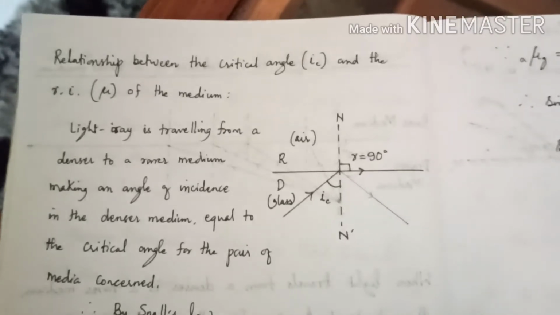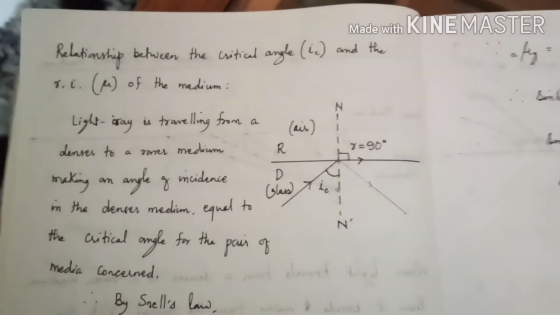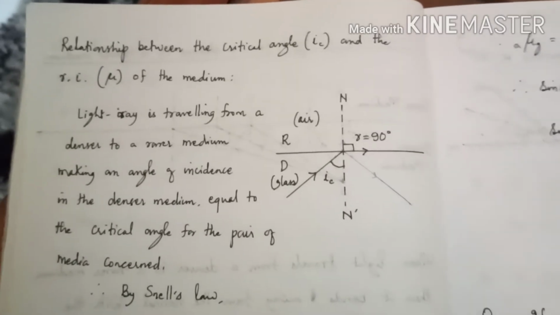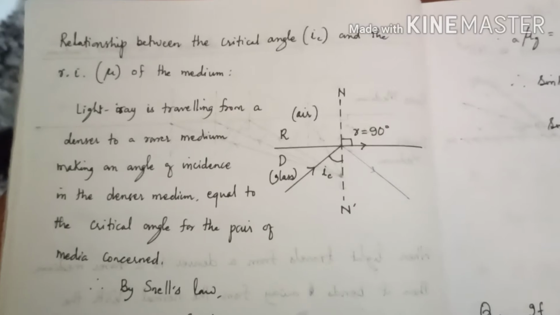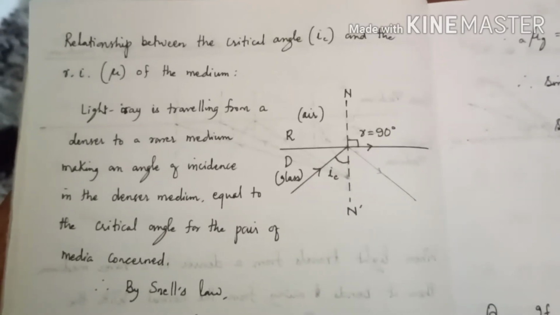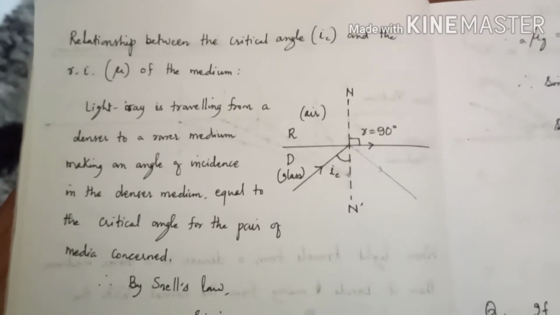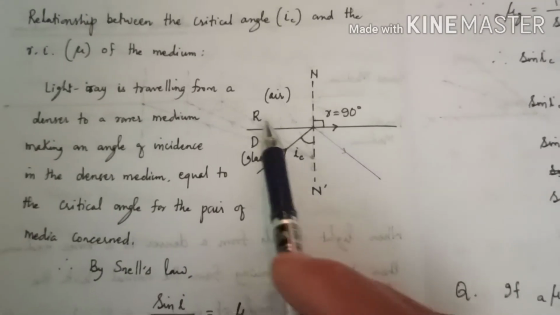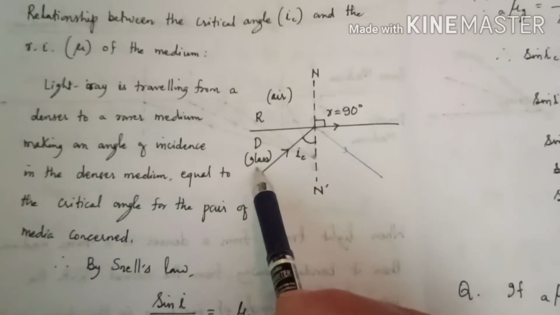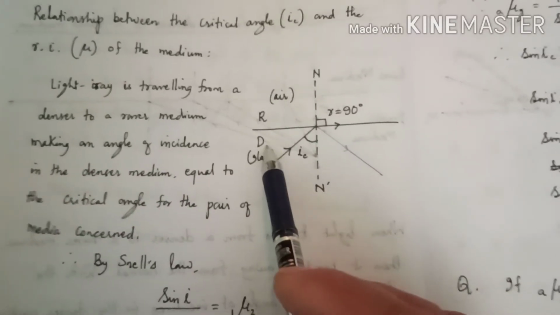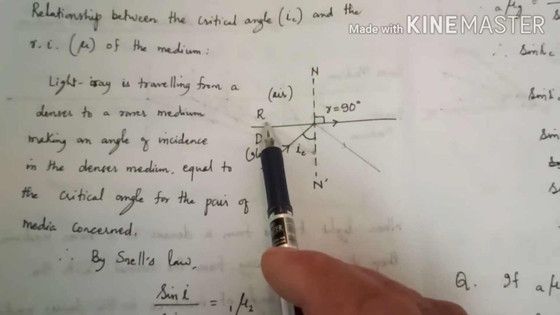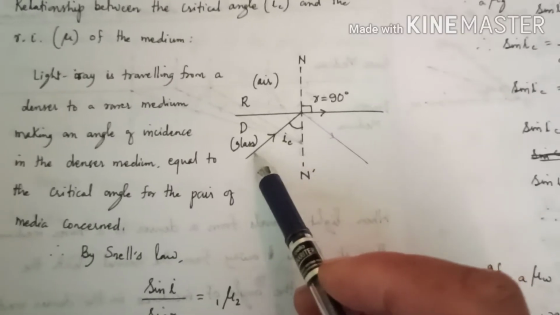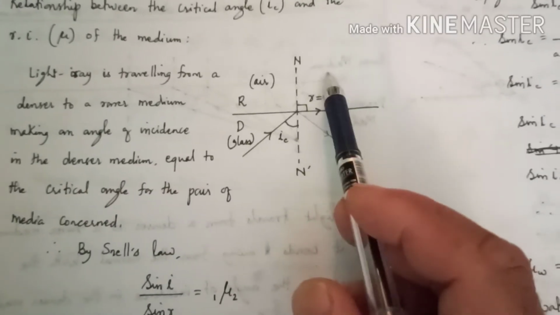Now since the critical angle depends on the media and the refractive index also depends on the media concerned, there has to be some relationship between them. We'll try to establish the relationship between them. So here I have taken two different media. The denser medium is glass. I have denoted the denser medium by D and the rarer medium by R. The rarer medium I have taken is air. So light is moving here from a denser medium to a rarer medium.